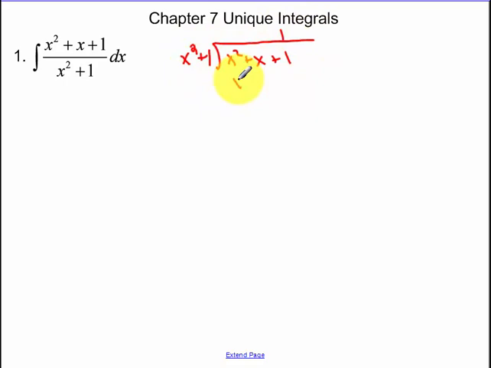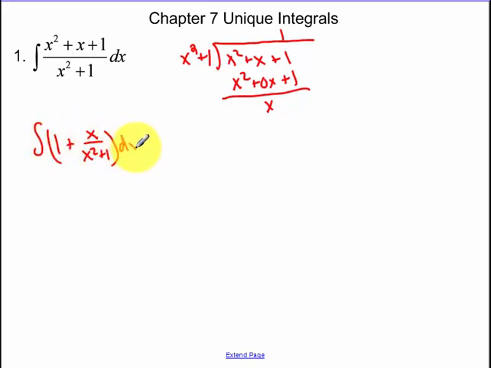1 gets multiplied to the x squared. I don't have an x term, but I do have a 1 term. Now remember to subtract, those go away. I end up with an x here, that goes away. So we've reduced this. So this integral is now 1 plus x over x squared plus 1 dx. So taking the integral of the first term is x, taking the integral of this next term.